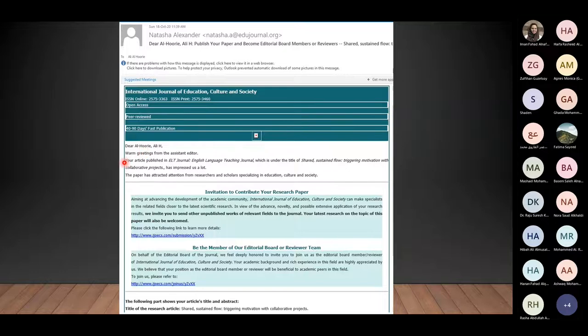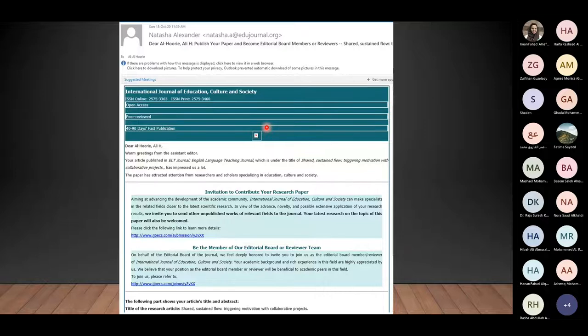Dear Al-Hoorie, ya hala. Warm greetings from the assistant editor. That kind of sounds similar. Your article published in the ELT journal, etc., etc., has impressed us a lot. Interesting. It's like a copy paste of the previous email. So did you just copy and paste the content? The paper has attracted attention from researchers and scholars specializing in education, culture, and society. Yes, salam. So again, this is the title of the paper. So you can see that the email was just copy paste and they did not bother to change the format of the email apart from some basic information.